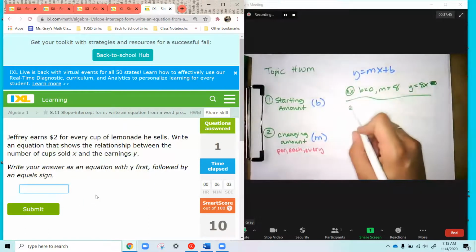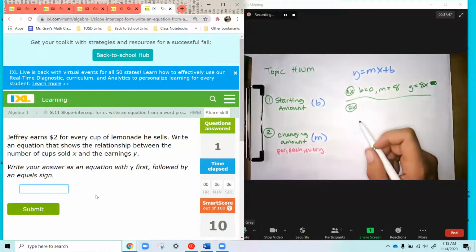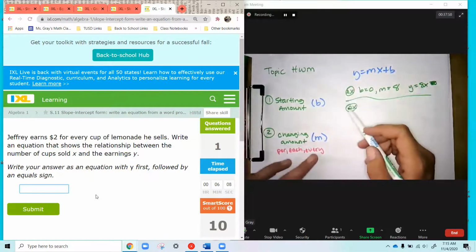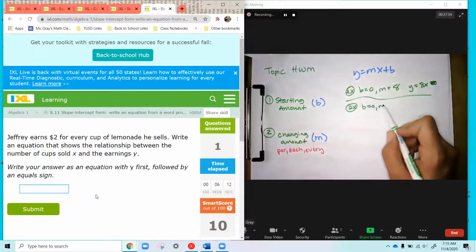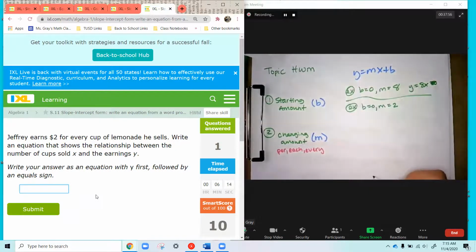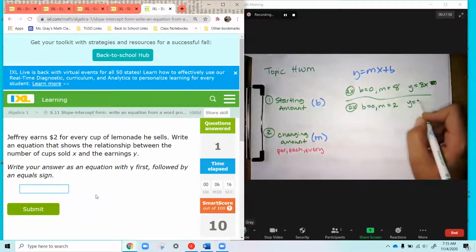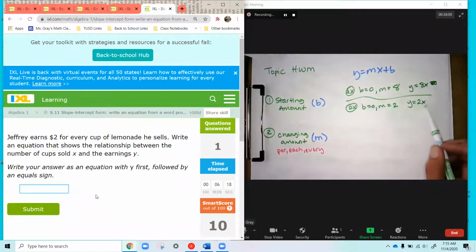So for this one, same idea. Jeffrey earns $2 for every cup. So again, that word every. We don't have a starting amount this time, just like last time, but this time the changing amount is $2 per. So it would be y equals 2x. Basically just meaning 1 cup is going to cost $2, right? 2 cups is going to cost $4. So as you plug in amounts for the amount of cups, then you're getting how much they make.